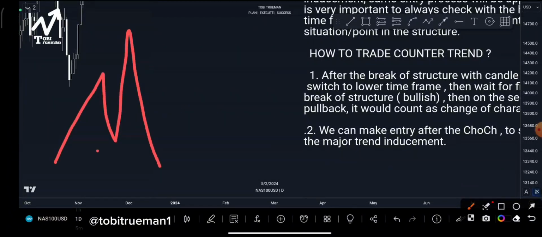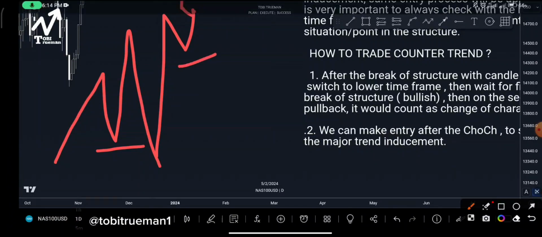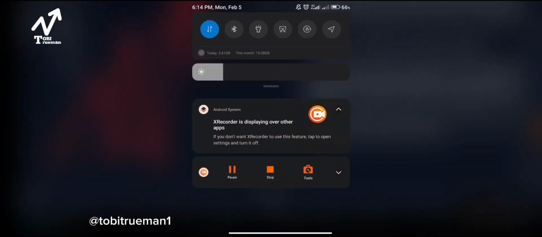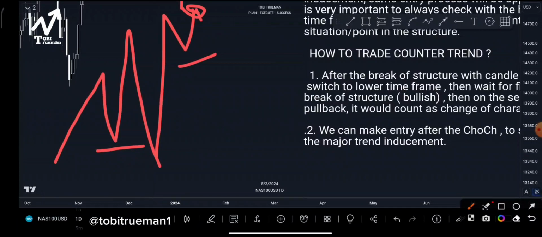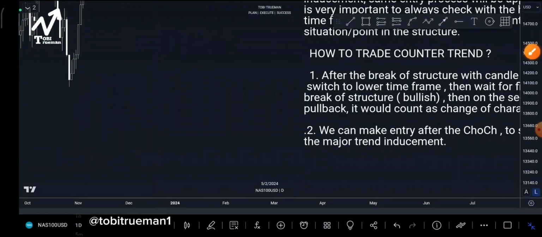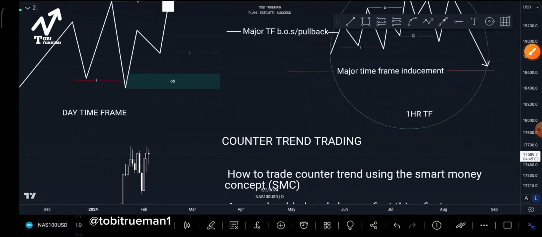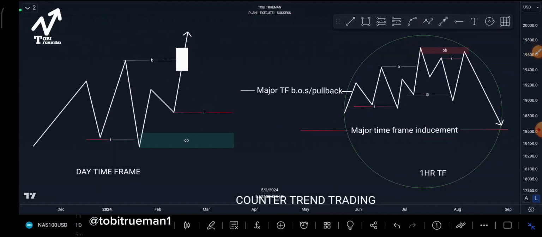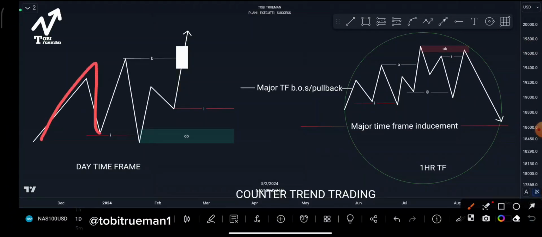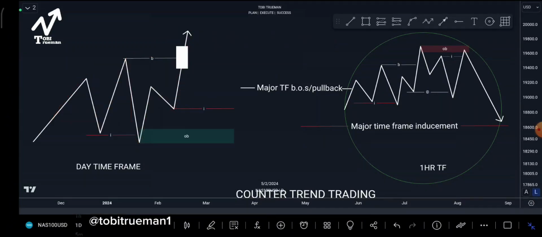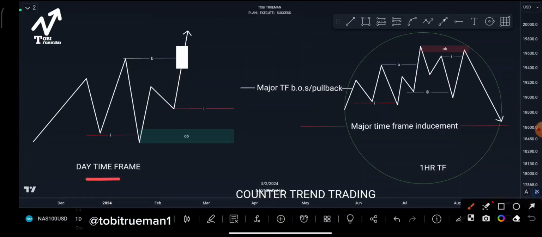Price makes this type of pullback, inducement. We try to sell at that point up to this major time frame inducement. Then probably price will make another movement upward. This is the pictorial representation of what I'm talking about. We see this is a bullish trend, inducement taken, pullback, break of structure with candlestick closure. You can see the candlestick closure there. This is on the daily time frame.